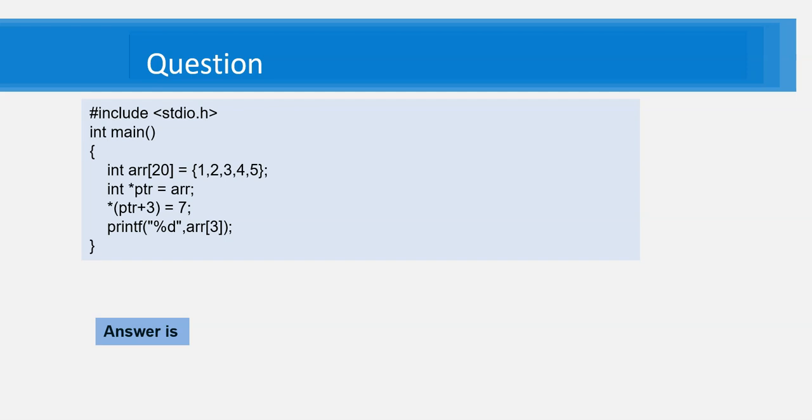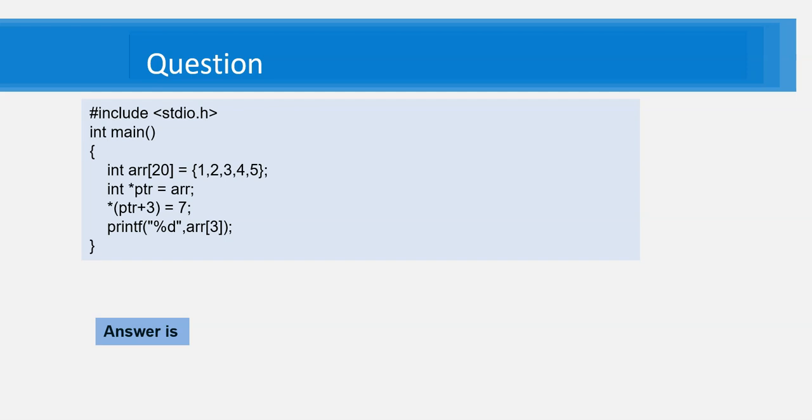So we have an integer array of 20 elements, but it's initialized with 1, 2, 3, 4, 5. And we have a pointer which points to the array. And then we have *(ptr + 3) = 7. And we are printing array[3]. So what happens here? When ptr is pointing to the array, it means it's pointing to the address of the first element or the base address of the array. So now you can pause the video and then you can guess your answer.